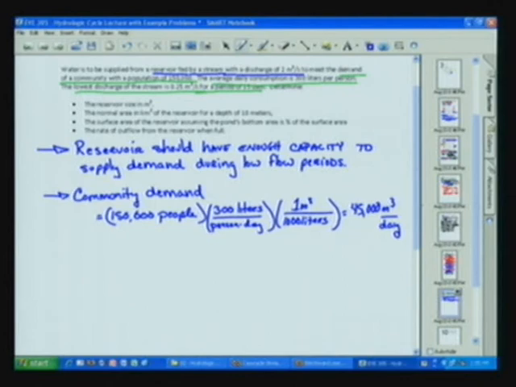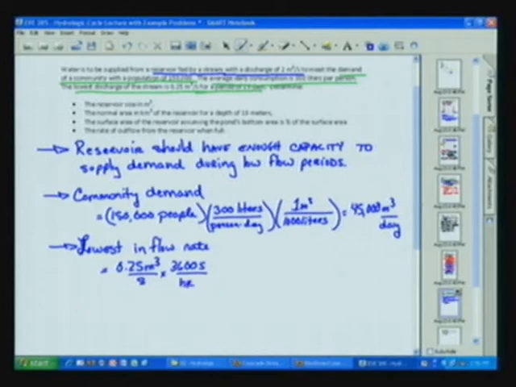Okay. And then the lowest inflow rate is 0.25 cubic meters every second. Okay. And we have 3,600 seconds in all of our hours and 24 hours in all of our days, which yields 21,600 cubic meters of inflow every day.